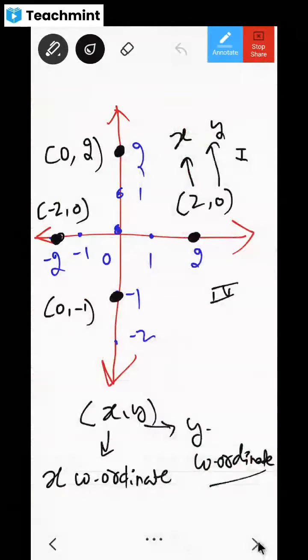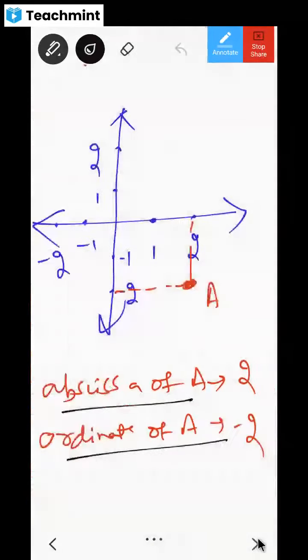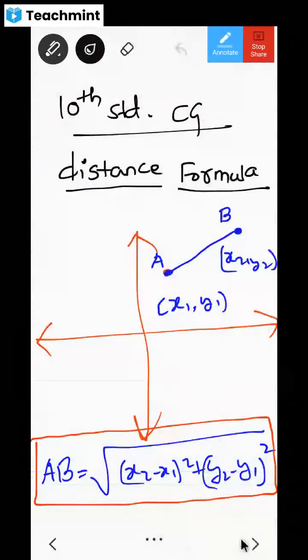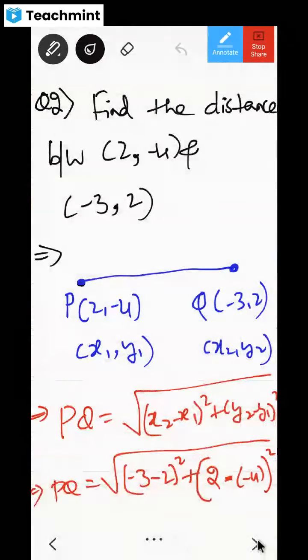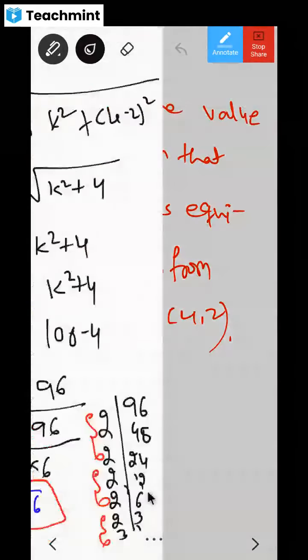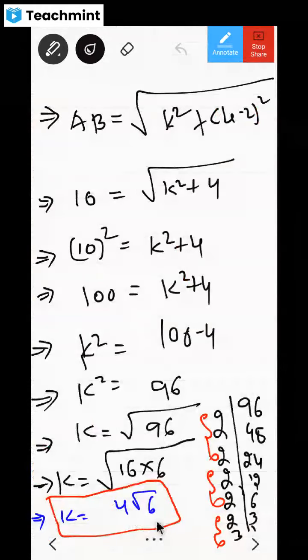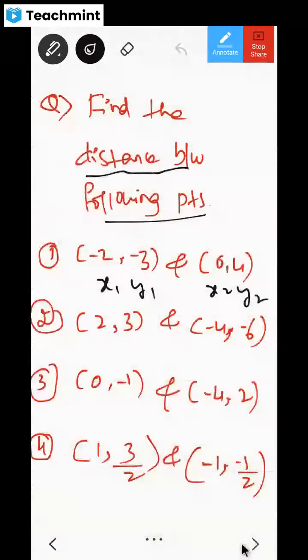Then after that, we came to what is called the distance formula. After doing this distance formula, we solved a wide range of problems, 3-4 models on this, finding the value of k and all. Here also we found out the value of k. Then after that, we came to this area. Equidistant we also did.